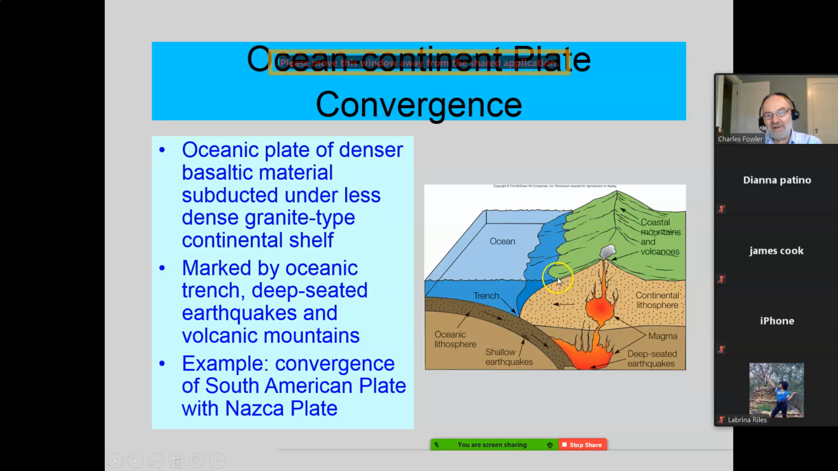You go out of here and your depth finder shows you dropping off really quickly here, maxes here, and then the depth gets less as you go on out here. That's because of that trench where the oceanic crust actually subducted under the continental crust. So it's marked by an oceanic trench, deep-seated earthquakes way down here, and volcanic mountains above the places where maybe some of those earthquakes occurred. We'll talk about what it means by deep-seated later.